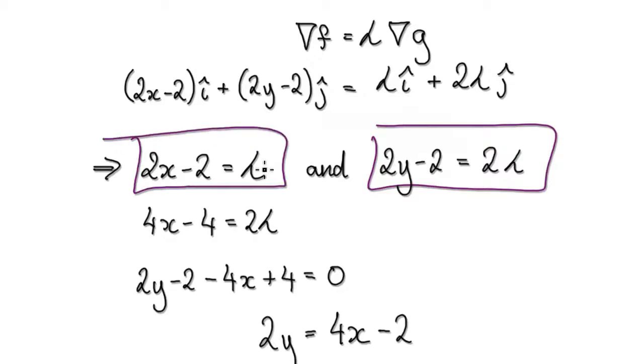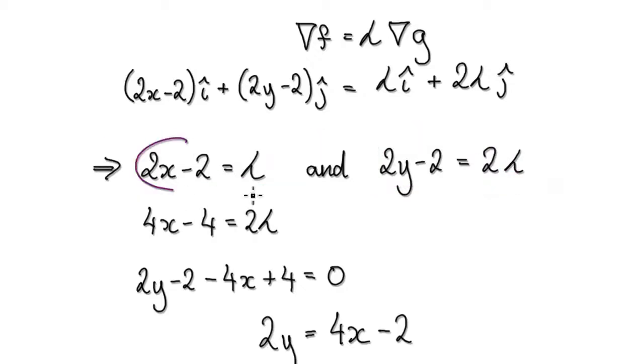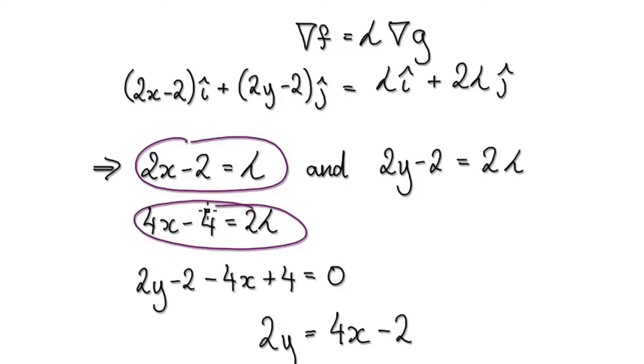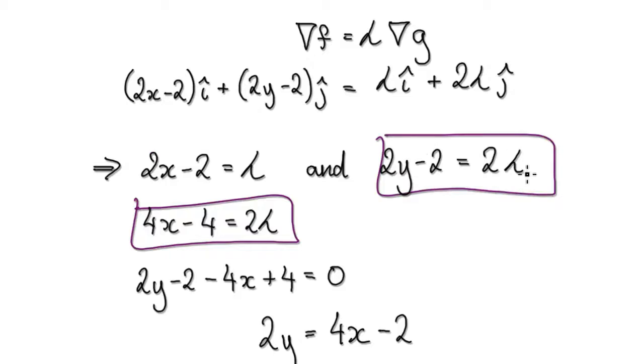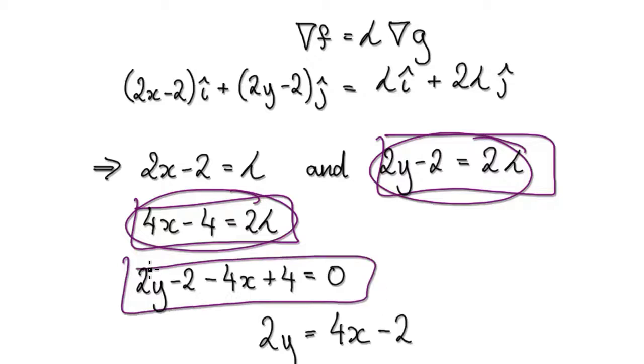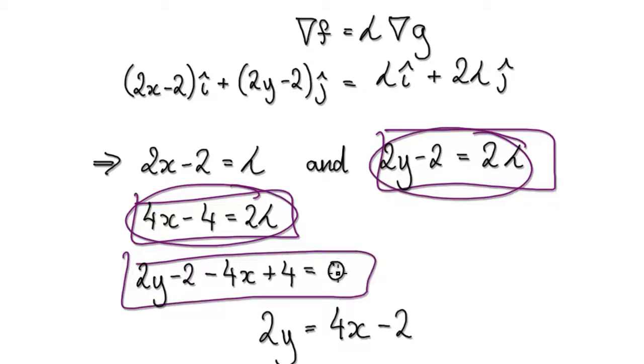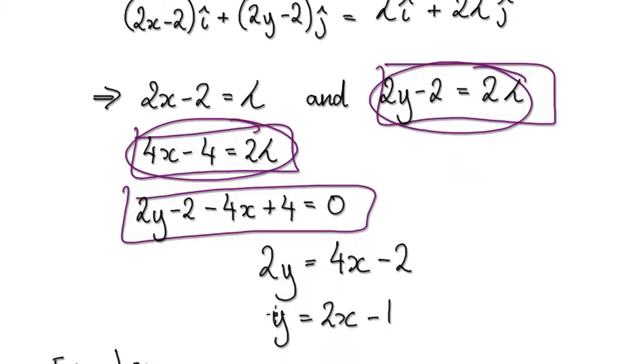It turns out that it's quite easy to eliminate lambda. So let's times everything here by 2. So that will then give us this. So looking at this and this, we're trying to eliminate lambda here. So let's get this equation, take away this equation. That will then give us this, and then tidy this up. Well, y will be this.